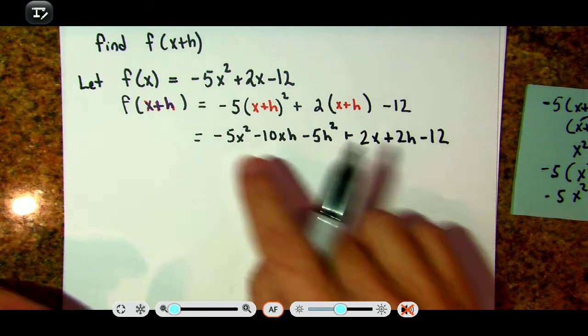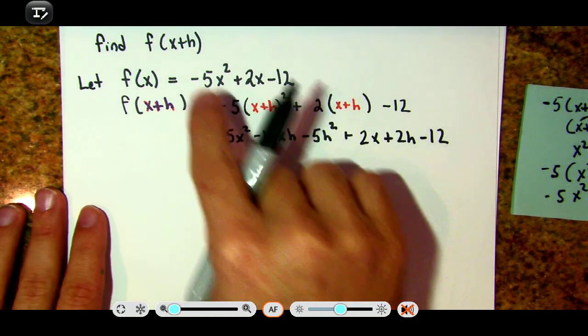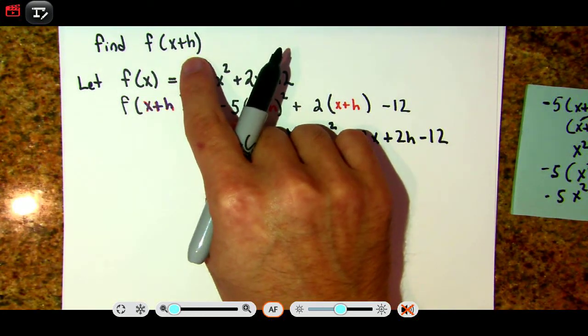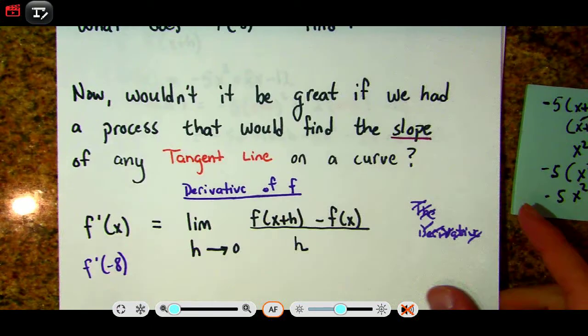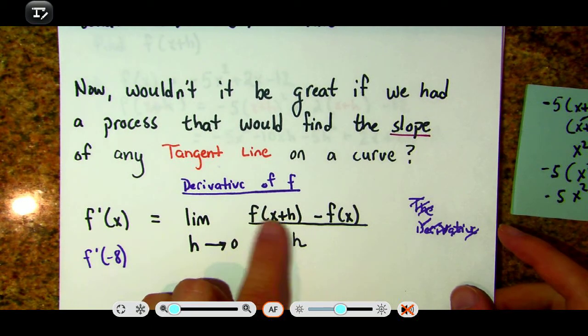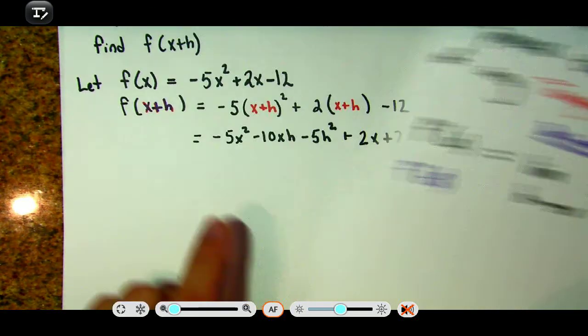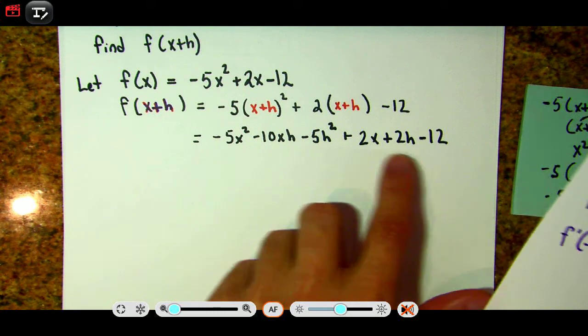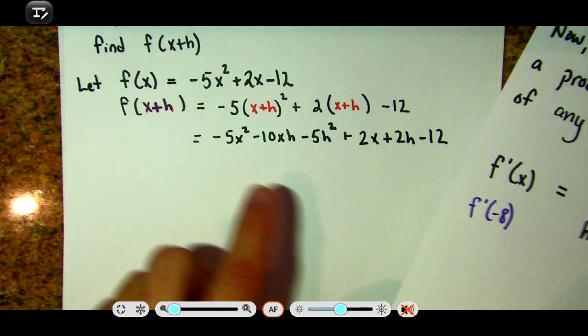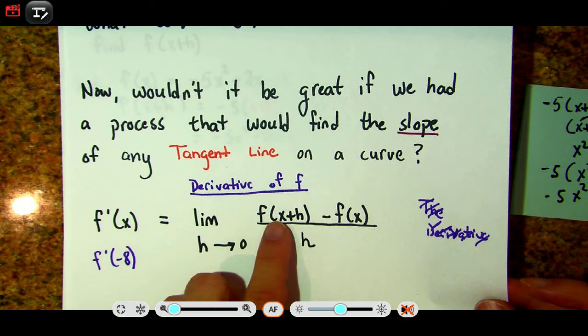We calculated f of x plus h, right? Because when we look at the derivative, there's this part over here that we had to do first. Now what we're going to do is, we just found f of x plus h. It's this whole thing. We're going to plug in this whole thing into this f of x plus h. Okay, so here, that was step 1.